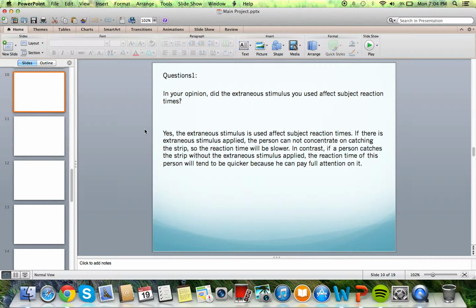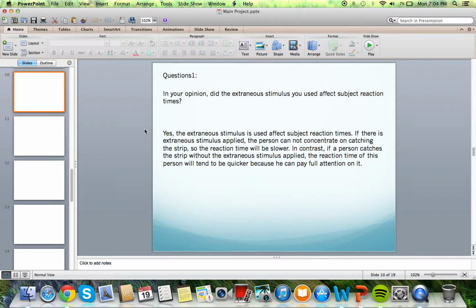In your opinion, did the external stimuli affect the reaction times? Well, yes, external stimulus affects the subject's reaction time. If there's external stimulus applied, the person cannot concentrate, so basically the reaction time becomes slower. And in contrast, if a person concentrates without external stimulus applied, the reaction time of this person will tend to be quicker because he can fully pay attention and focus on it.